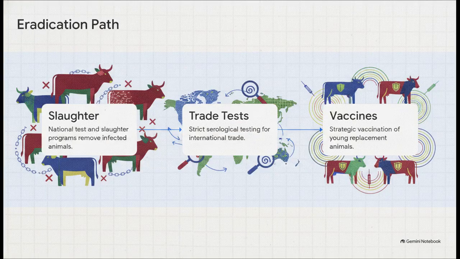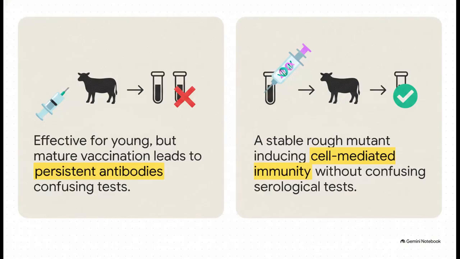So, what does actual eradication look like? Well, it requires massive coordinated action. Countries that have successfully reduced or eliminated bovine brucellosis rely on rigorous national test and slaughter programs. Sadly, any animal testing positive is removed. Second, strict serological testing is an absolute requirement for international trade just to prevent reintroducing the disease across borders. And finally, during the early years of an eradication scheme, strategic vaccination of young replacement animals is absolutely critical to build up herd immunity.